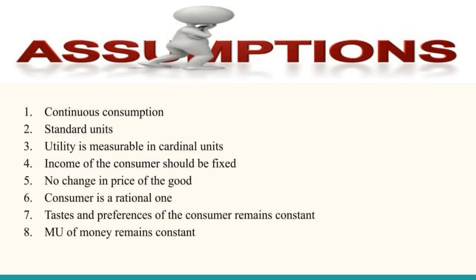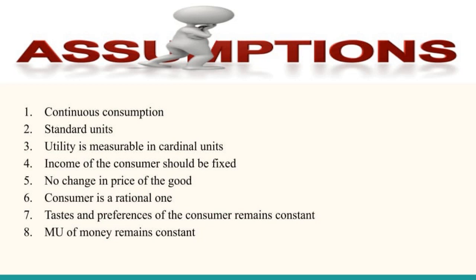So, here are a few of the important assumptions that are considered in the explanation of the law of diminishing marginal utility. Continuous consumption. It means that the consumption should be continuous in nature and there should be no time gap between the consumption of each successive unit by the consumer. Next is standard units. It simply means that each of the units should be identical in size. It shouldn't happen that one unit is bigger and the other unit is smaller in size.